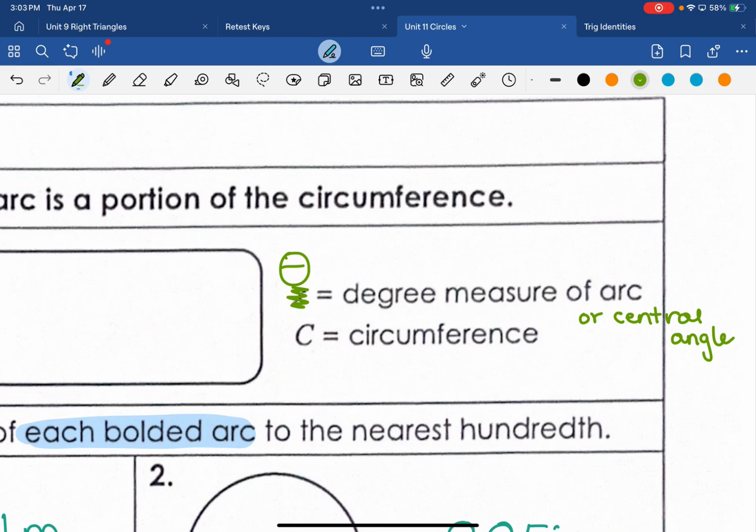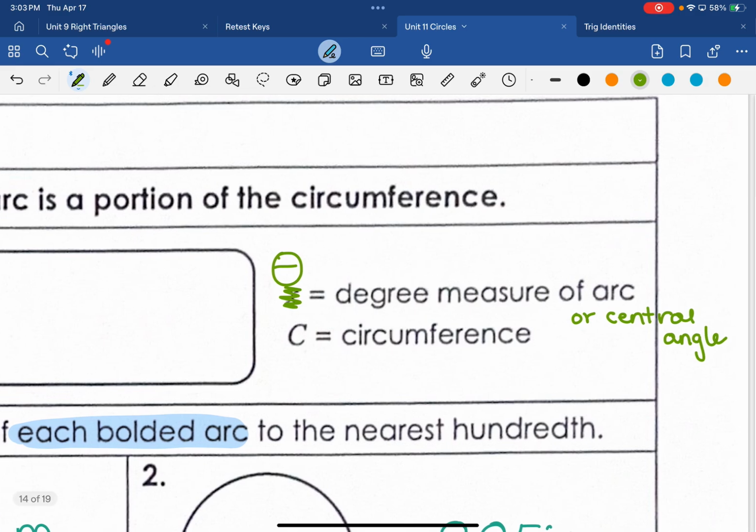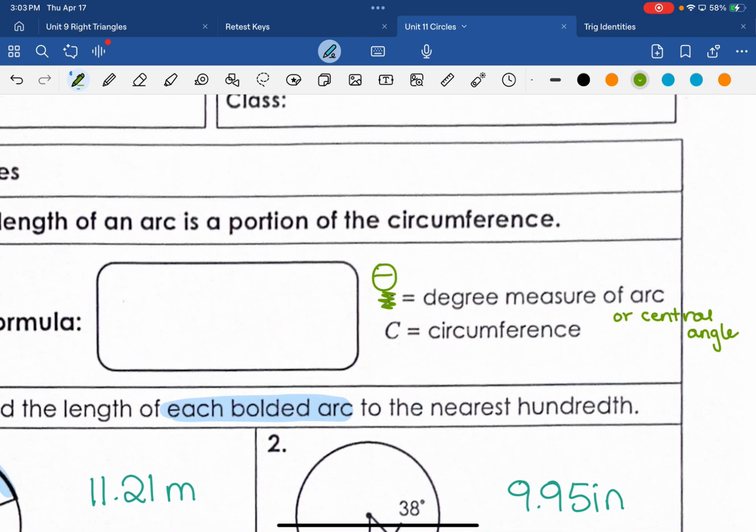Right? So that's theta right there. Now, instead of finding the whole circumference, we're only finding a piece of the circumference. So the way this formula works is we're going to do theta divided by 360. Basically, we're figuring out what percentage of this circle the arc covers. This is going to find a percentage.